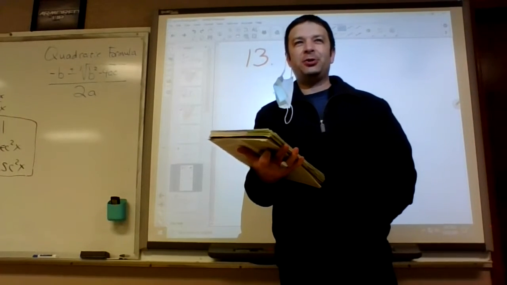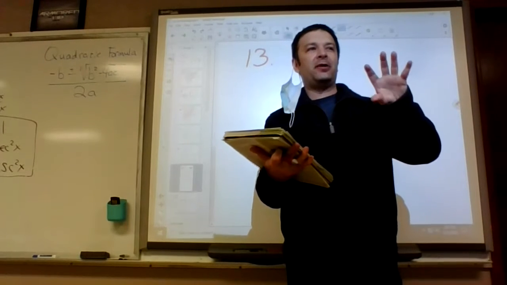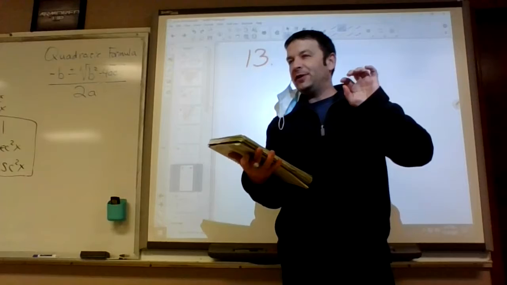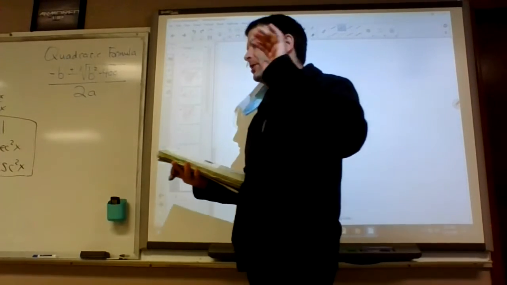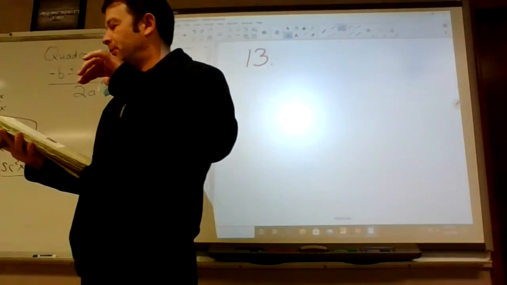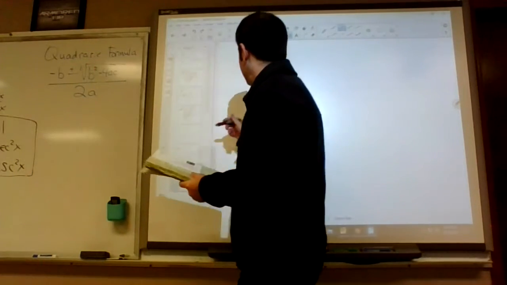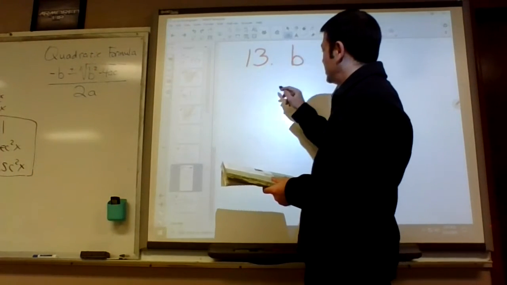It says y is greater than. If it's just greater than and not equal to, what kind of line should we have? Dotted. If it's greater than, should it be shaded above or below? Above. So which one is dotted and above? B. So 13 is B.